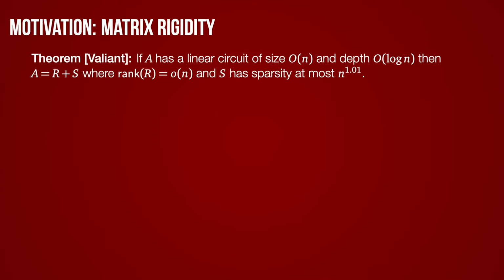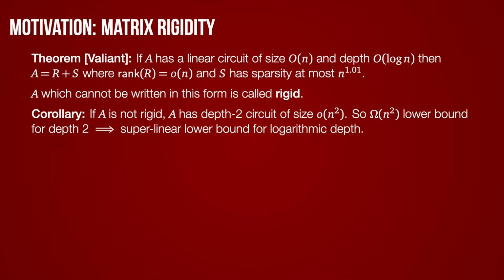It has sparsity at most n to the 1 plus epsilon. A matrix which cannot be written in this form is called a rigid matrix. As a corollary to Valiant's theorem, we can show that if A can be decomposed as R plus S, if it is not rigid, then you can take this sum decomposition and convert it into a product decomposition, so you get a depth 2 linear circuit of size little o of n squared.